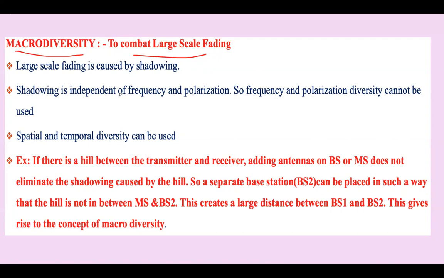So, in case of macrodiversity, if there is a hill between the transmitter and the receiver, adding antennas on the base station or the mobile station will not eliminate shadowing. So, what we need to do is add a separate base station that can be placed in such a way that the hill is not in between the mobile station and base station 2. By doing this, it creates a large distance between base station 1 and 2, thus trying to avoid shadowing. This gives rise to the concept of macrodiversity.